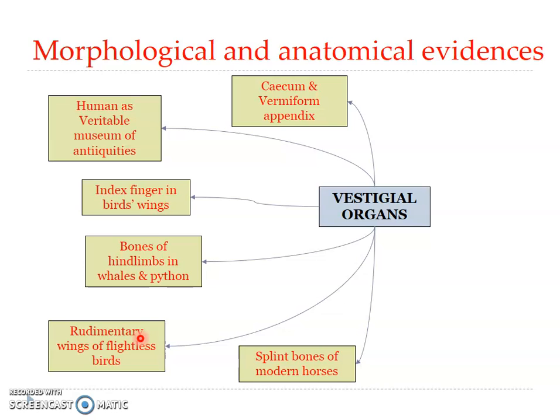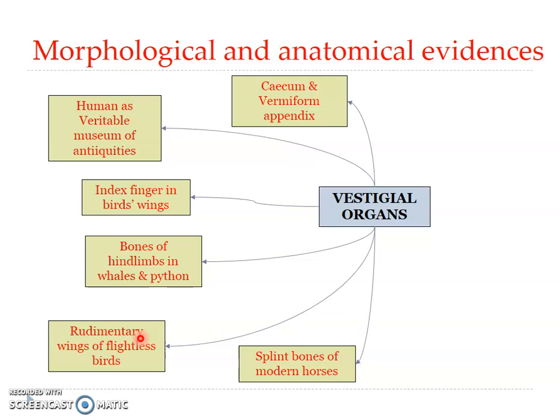Now this is the next component that can be taken as evidence for organic evolution, that is vestigial organs. So what are actually vestigial organs? Vestigial organs are non-functional, rudimentary, reduced organs found in animals. There are certain rudimentary organs which have apparently lost their function, while similar organs are well developed and functional in related forms of animals.